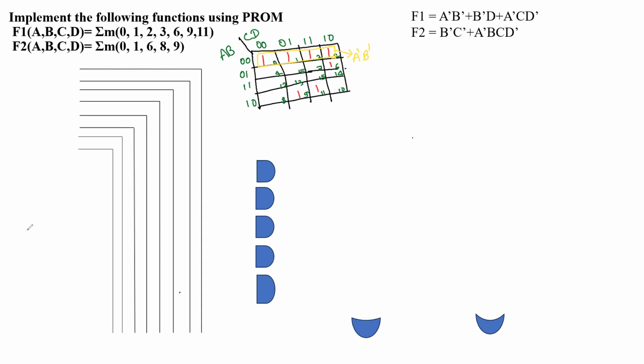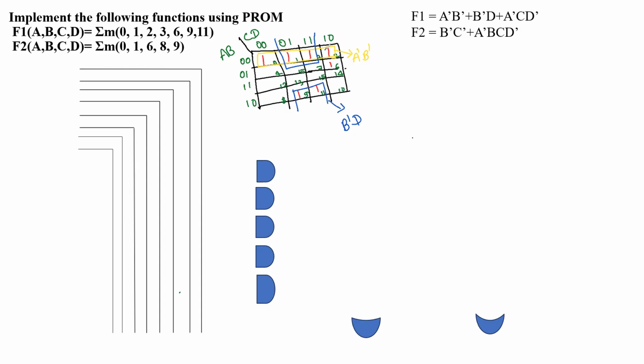The second combination we are going to make with the help of min terms 1 and 3, and another with min terms 9 and 11. By using the concept of symmetry, we see the first row and fourth row. What is common here? B dash is common. And column wise, D is common. This product term is B dash D.